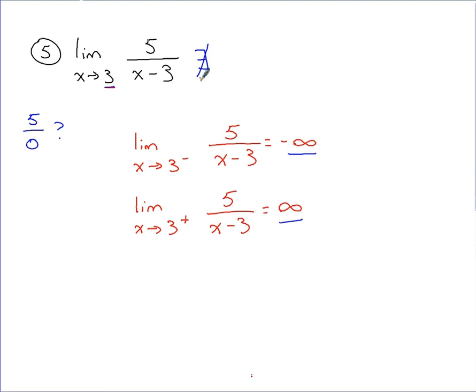So to justify that a limit does not exist, we look at the left-hand limit and we look at the right-hand limit.